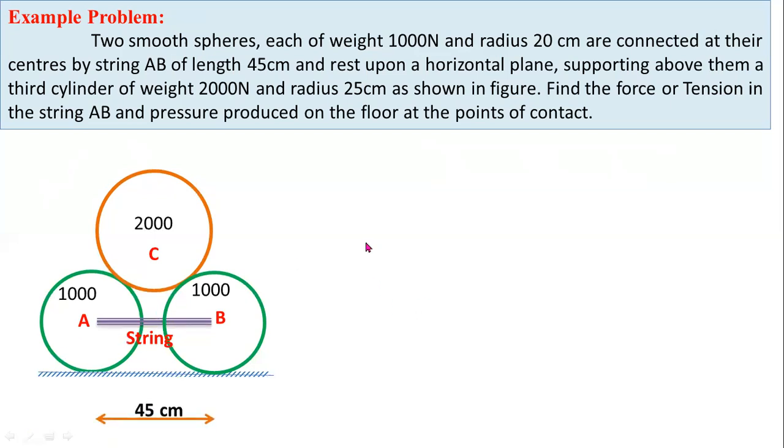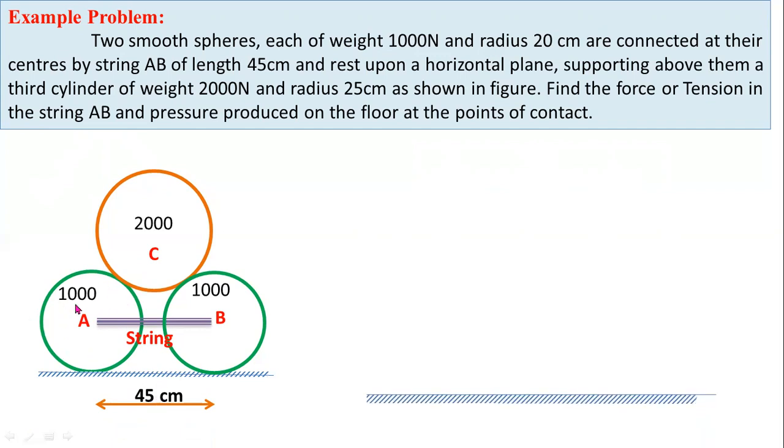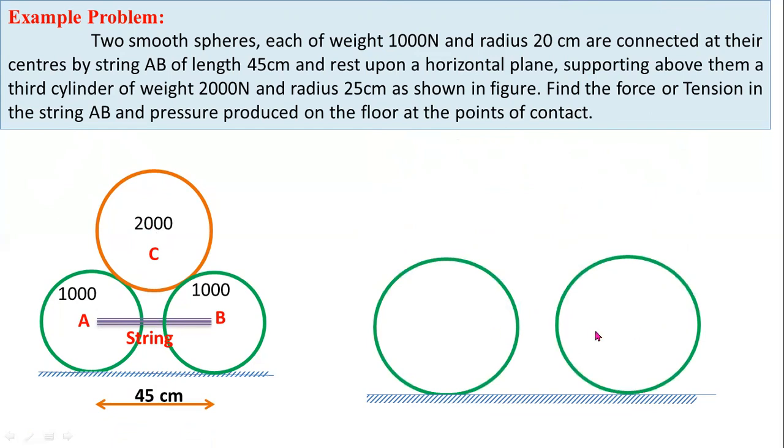Here the length of string AB equals 45 centimeters, and the radius of the bottom cylinders is 20 centimeters, and the radius of the top cylinder is 25 centimeters. So these are the two given cylinders.